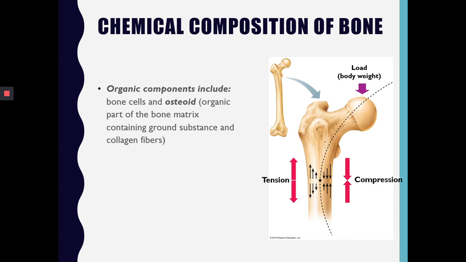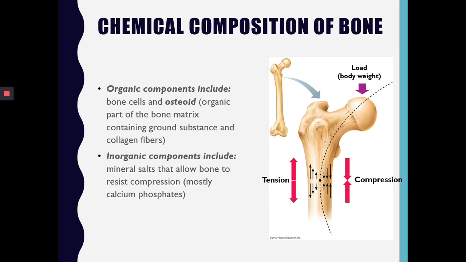You have the cells secreting the extracellular matrix. That matrix is primarily going to be made of fibers such as collagen fibers. So when we talk about the organic components, we're talking about the living cells and their products, the things that they are actually producing.